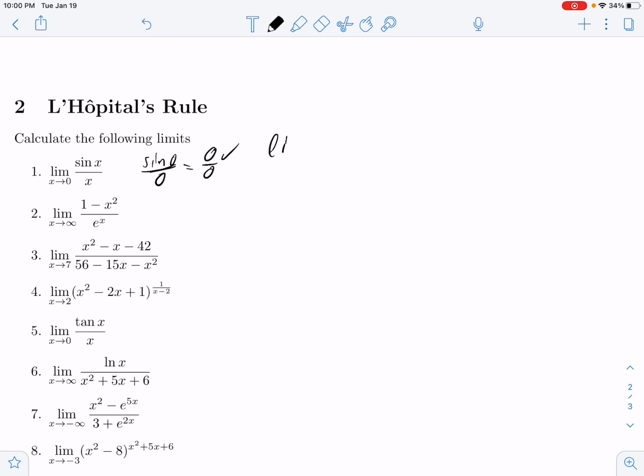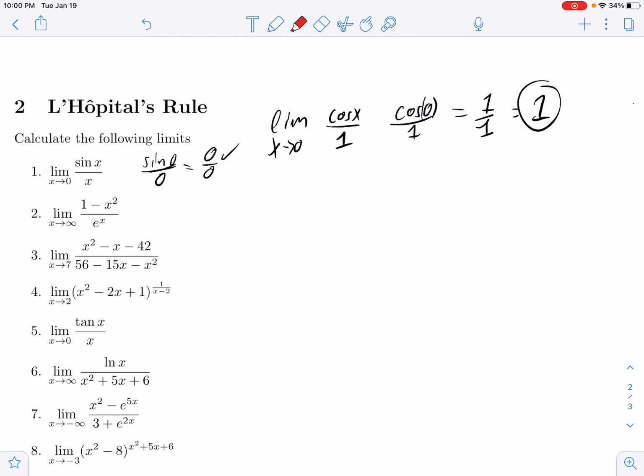So we have the limit as x goes to 0. And what do we do? Well, we take our derivatives to L'Hopital. So I get cosine of x over 1. When I plug in 0, I get cosine of 0 over 1. Cosine of 0 is just 1. So this is 1 over 1, which equals 1. So my limit is 1. All right, so that one's pretty easy. And you might actually recognize this function as one of our special limits from last year. And it's actually really easy to calculate with L'Hopital.